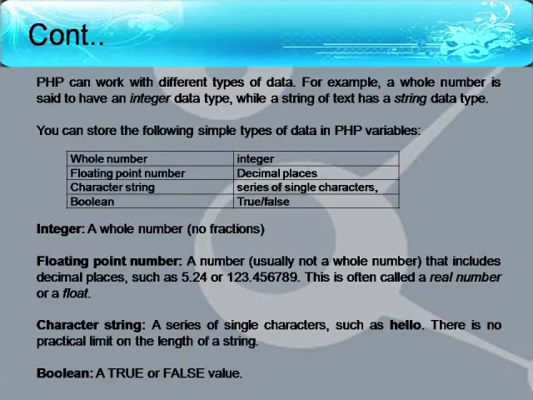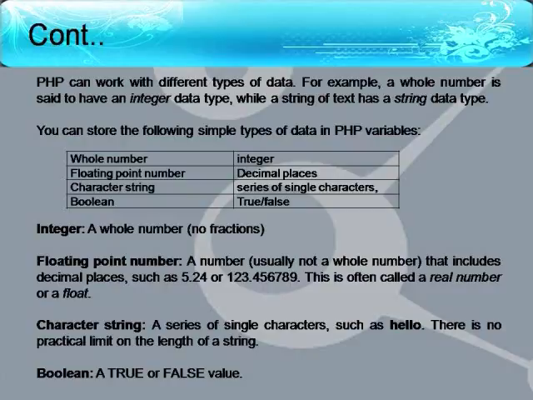Floating point number. A number that includes decimal places such as 5.24 or 123.456789. This is often called a real number or a float. Character string. A series of characters such as hello. There is no practical limit on the length of a string.